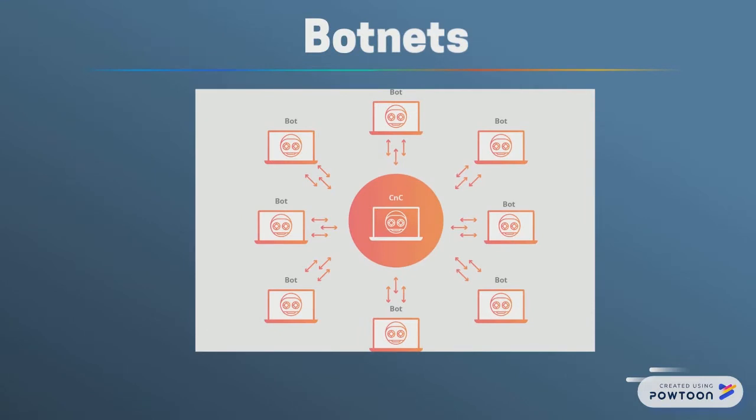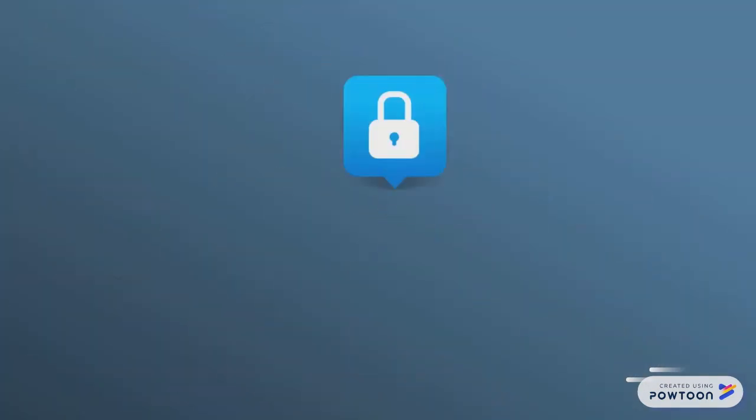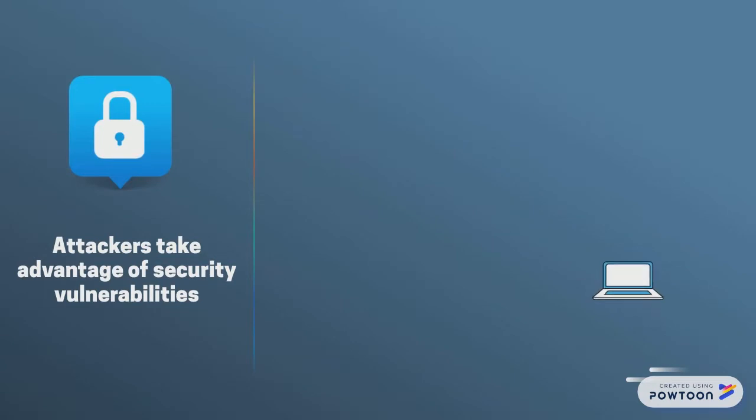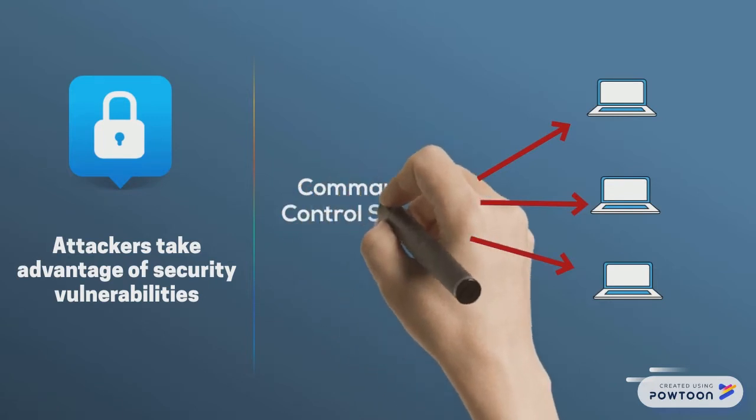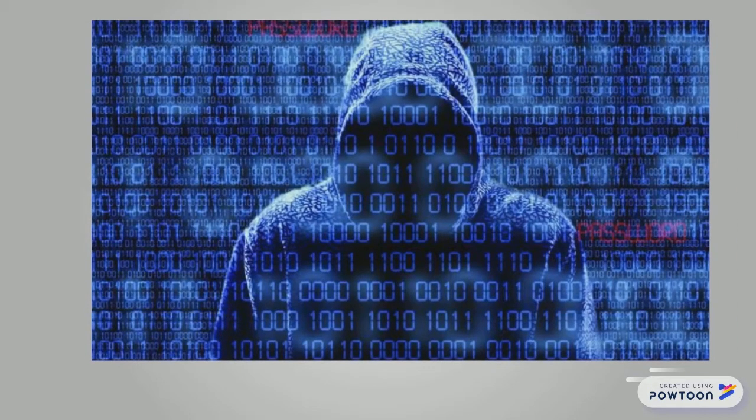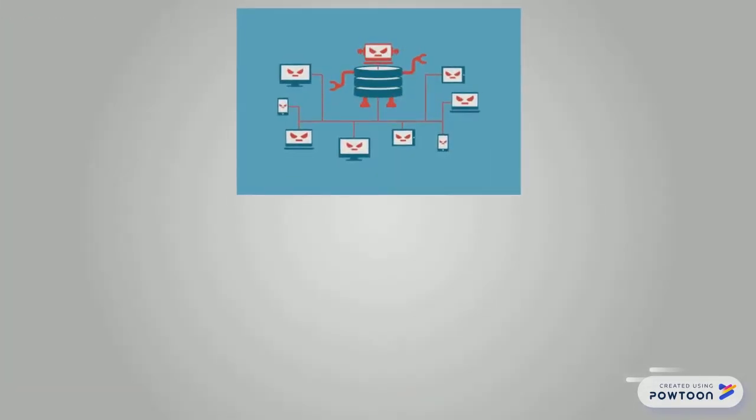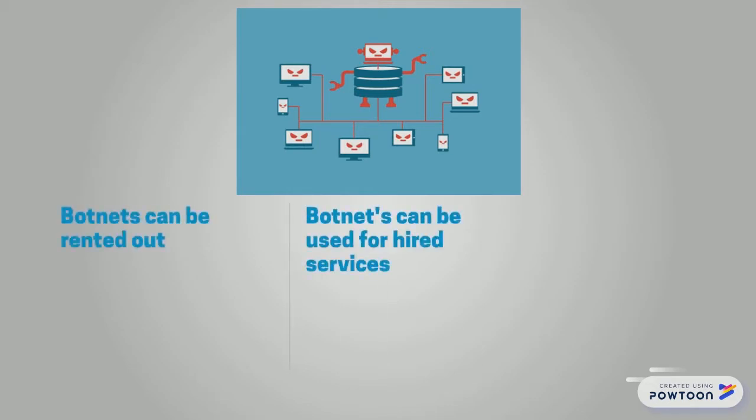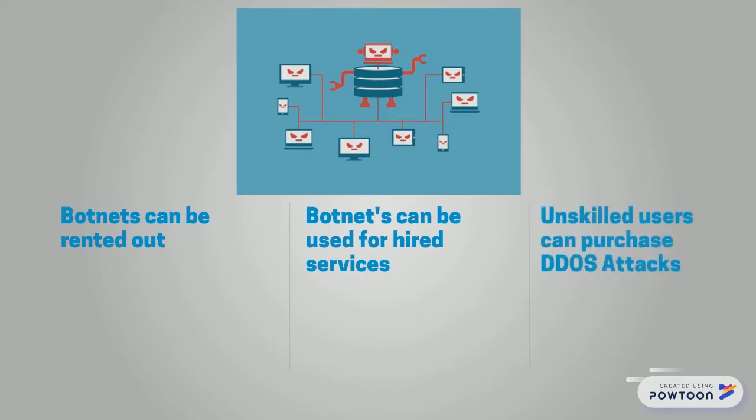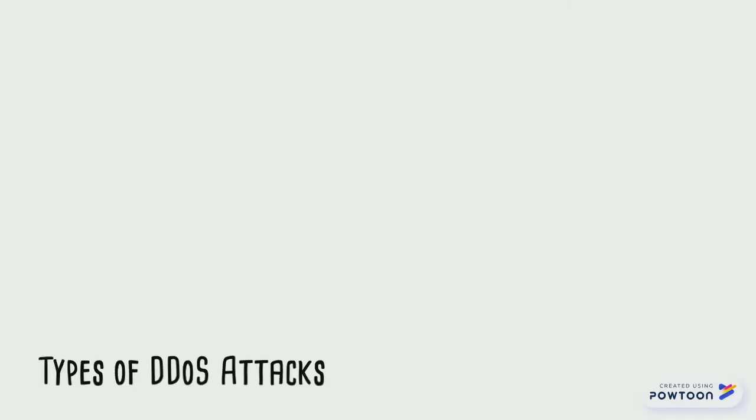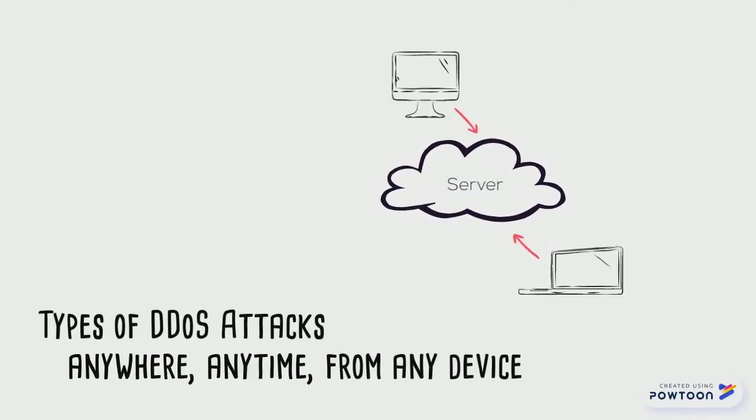DDoS attackers often leverage the use of a botnet, a group of hijacked internet-connected devices to carry out large-scale attacks. Attackers take advantage of security vulnerabilities or device weaknesses to control numerous devices using command and control software. Once in control, an attacker can command their botnet to conduct DDoS on a target. In this case, the infected devices are also victims of the attack. Once established, the botnet, made up of compromised devices, may also be rented out to other potential attackers. Often, the botnet is made available to attack for hire services, which allow even the most unskilled users to launch DDoS attacks.